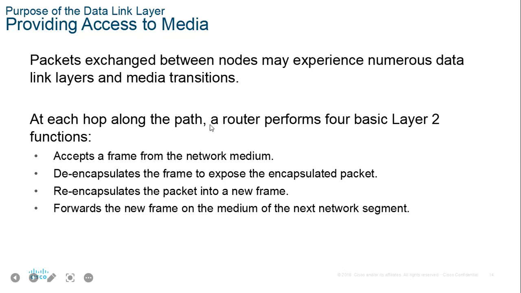At each hop along the path, a router performs 4 basic layer 2 functions, right? Maybe later on, I think that should be in routing and switching in CCNA2. You've got to know the difference between a router and a switch. A switch is just a junction box, a device that helps to forward packets of data across your network. Whereas a router transfers packets of data from one section of your network to another section of your network, right? So that's the difference between a switch and a router.